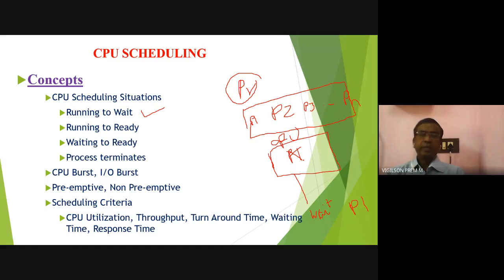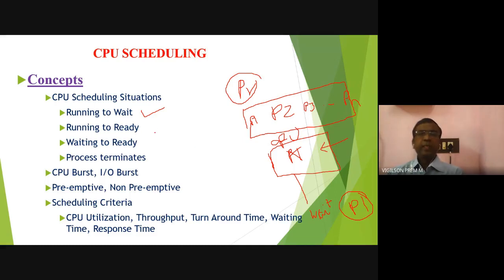That is one option. Another option, process P1 completes its work, and that process is moved to ready to run, and from ready to run it is going to the execution state, the running state. At that time also scheduling is required. So the first situation is running to wait state, when some other process has to be allocated. At that time scheduling is required.